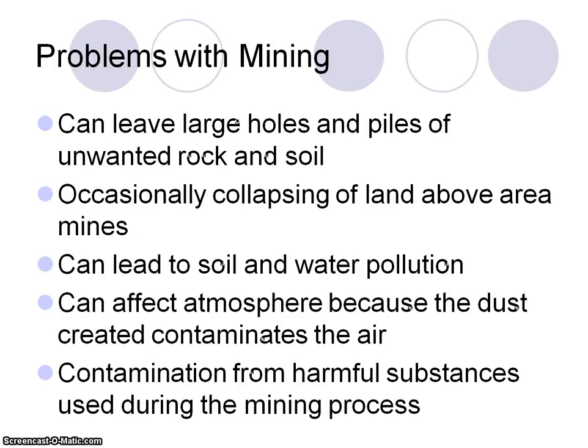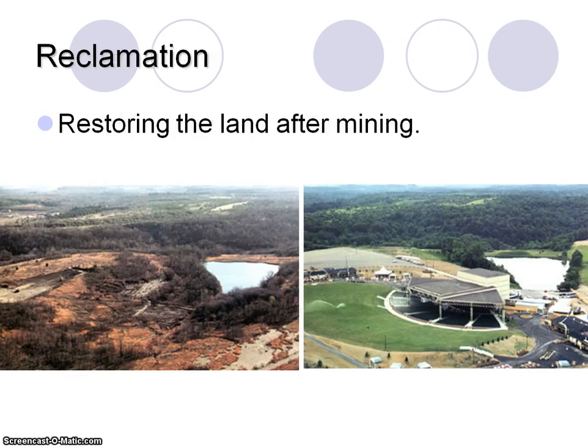Soil and water pollution from the types of materials used to extract minerals from ores. They're going to use things like cyanide and maybe arsenic, some other heavy metals to extract some of these minerals, and those can be turned into pollutants. And then just overall contamination from harmful substances, usually going to be talking about these heavy metals.